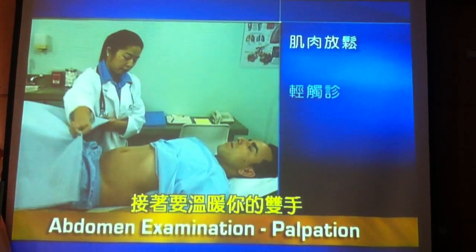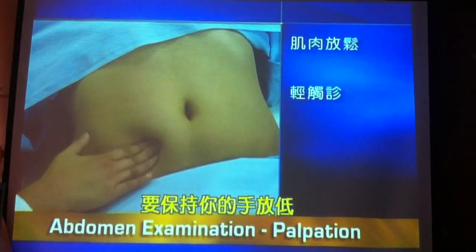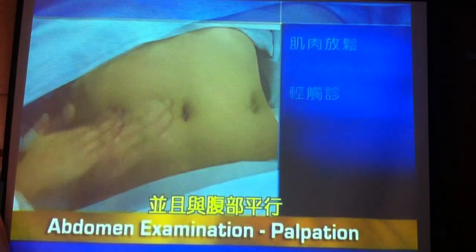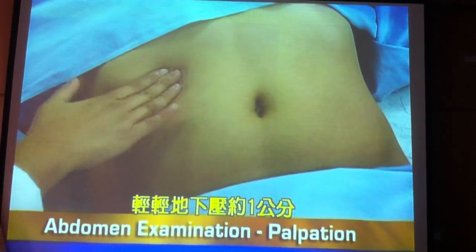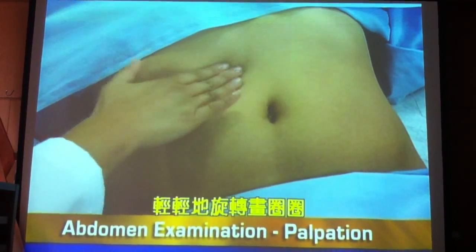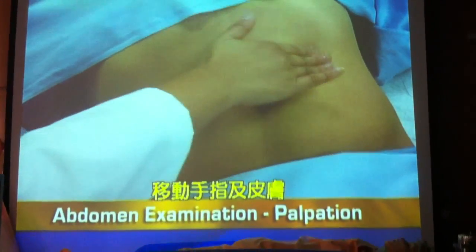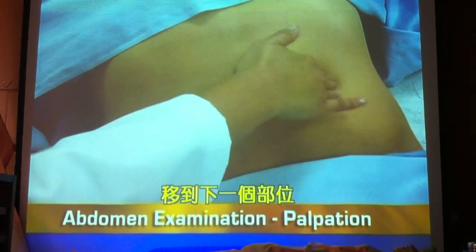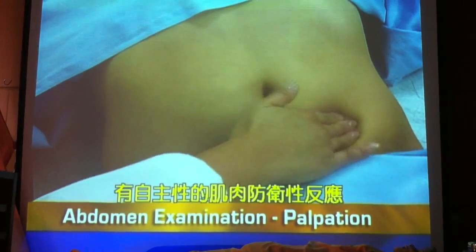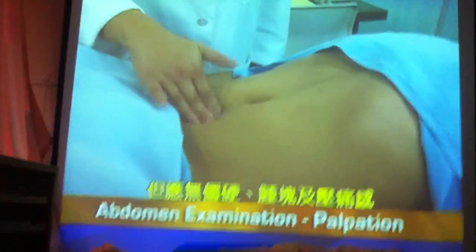Then, with warm hands, begin light palpation in each quadrant, keeping your hand low and parallel to the abdomen. With your fingers close together, lightly press in about 1 centimeter. Make gentle rotary motions, sliding the fingers and skin together. Then lift the fingers and move clockwise to the next location. You may feel voluntary muscle guarding, but you should not detect rigidity, masses, or tenderness.